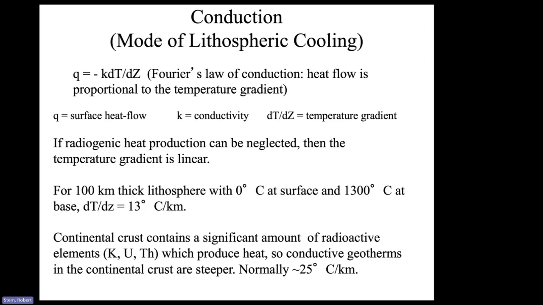So the continental crust, in contrast to the oceanic crust, contains a significant amount of radioactive elements, especially potassium, uranium, and thorium, which produce heat. So conductive geotherms in the continents are a little steeper. Normally, it's about 25 degrees per kilometer in the continents, as opposed to the oceanic conductive geotherm.